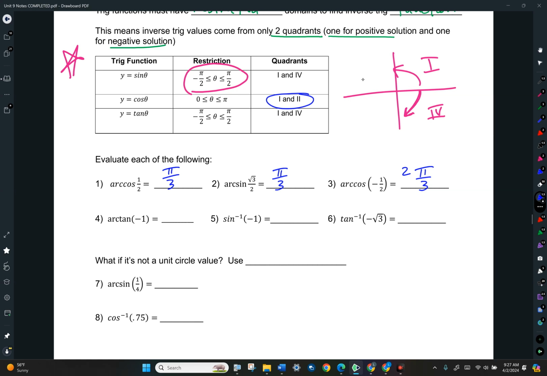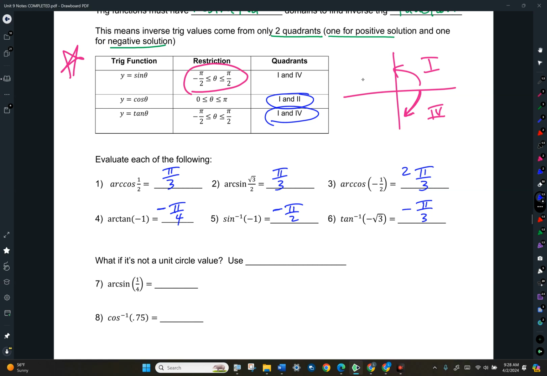Okay, so number 4, arc tangent of -1. Well, I know the reference angle is pi over 4, so I want it to be negative, which means, since tangent is defined in the first and fourth, the fourth quadrant, we would say negative pi over 4. Okay, inverse sine of -1, well, I know the reference angle is pi over 2. Since I want it to be negative, instead of saying 3 pi over 2, think the fourth quadrant going in the negative direction, so we're going to say negative pi over 2. And when does tangent equal negative square root of 3? Well, I know the reference angle is pi over 3. Fourth quadrant, I would say negative pi over 3.